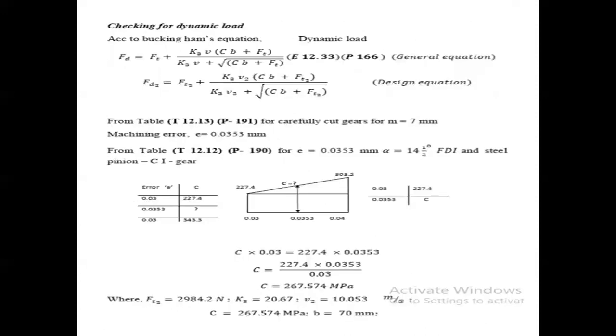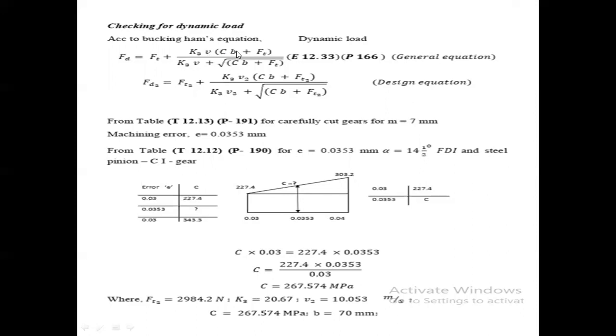Next is checking for the dynamic load. That equation we have, 12.33, for the spur gear. In this equation, FD is the value to be found. That is the general equation you will get. K3 value is known, that is 20.67, which is given below the equation. And velocity is known, b is known. Only the unknown parameter is C, that is the dynamic factor. C value I have to find here.